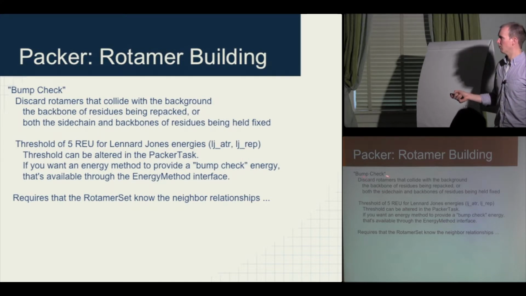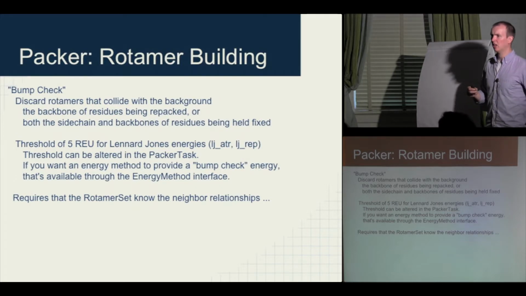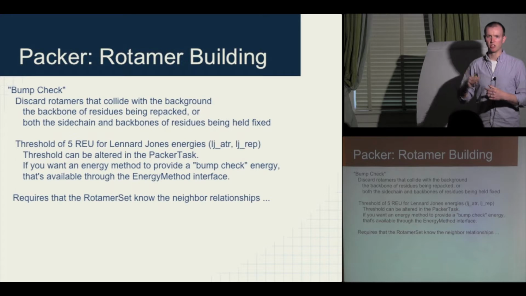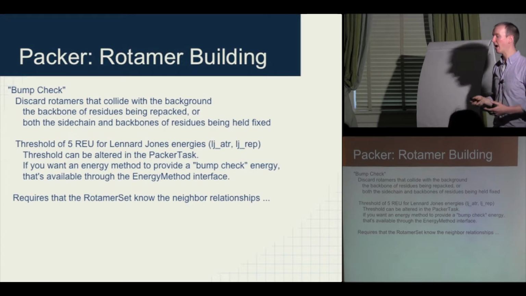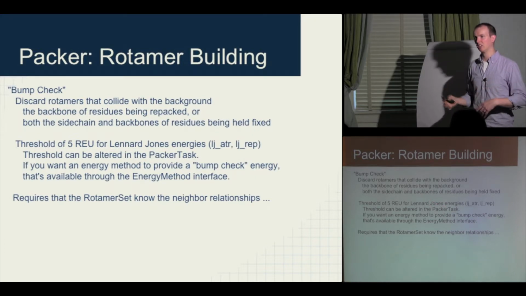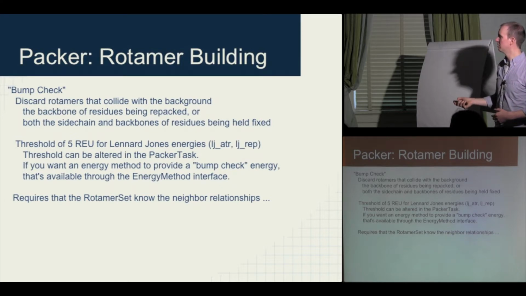And what we do is we perform this bump check test. We compute the Lennard-Jones interaction energy of every rotamer against the backbone, and then against the side chains of those positions that are not changing inside the packer. Having the Lennard-Jones energies, we throw away rotamers that collide so badly that there's no reason to even consider them during the rotamer optimization phase.